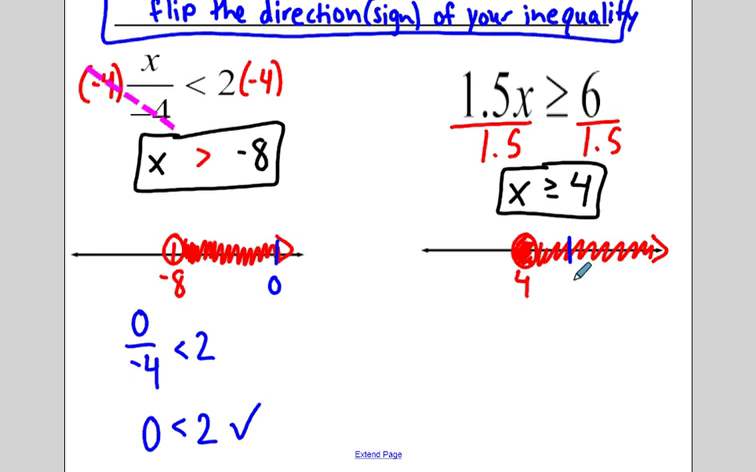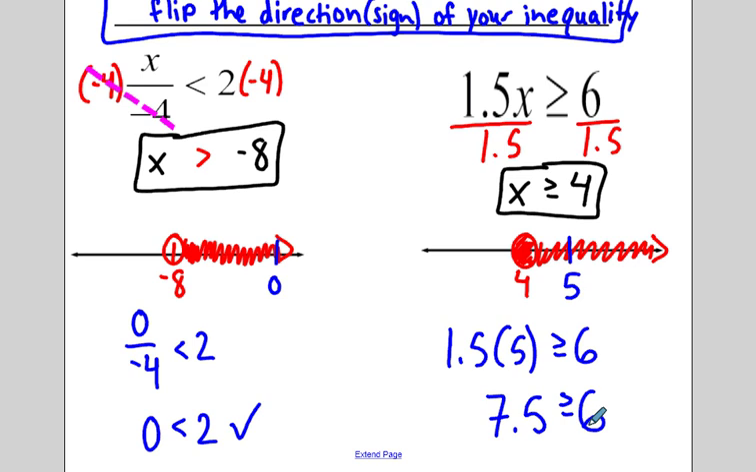What's an easy one to check? I'll check 5. Put 5 in there. 1.5 times 5, is that greater than or equal to 6? It is, because that's 7.5. And 7.5 is bigger than or equal to 6 because it's bigger than. So it works.